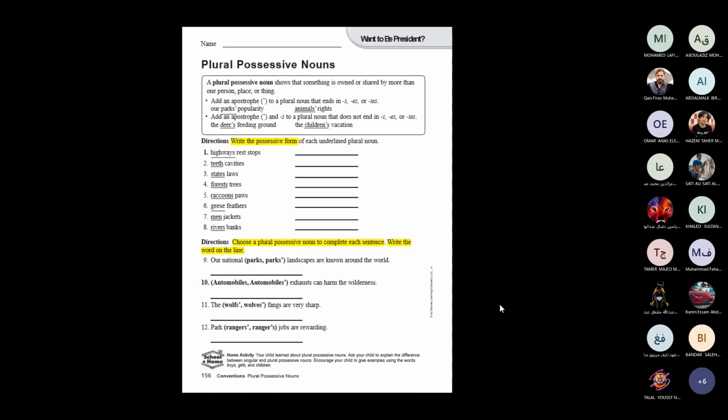Okay, so now we have this page, guys, page 156. I'll give you around 5 minutes to think about this page and its answers. Our lesson is about plural possessive nouns. That means in any choice, I have to choose the one that has s apostrophe. Any noun that has s apostrophe, just circle it. And any noun that has no s at the end, make it apostrophe s. So simple, so easy. So think about this page, I'll give you 5 minutes.